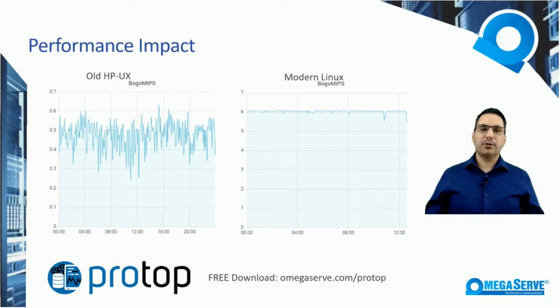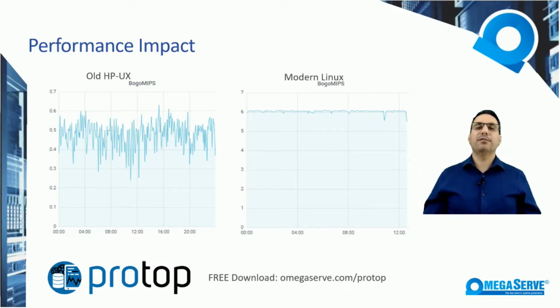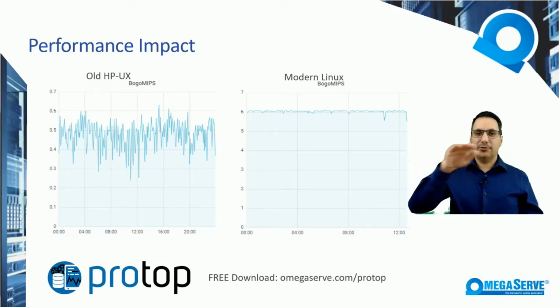So comparing here, on the old HPUX we're looking at a BOGO MIPS score all over the place, from 0.4 to 0.6. And on the new system, we're at a steady 5 or 6. Even on some newer systems which I recently upgraded, I've even seen this value at a solid 8. So tremendous performance improvements going to a new system.